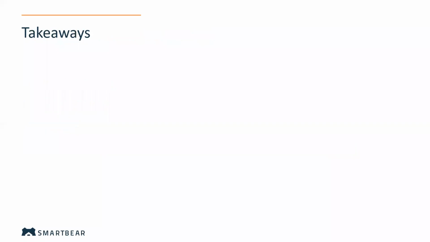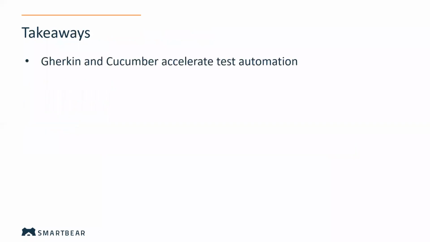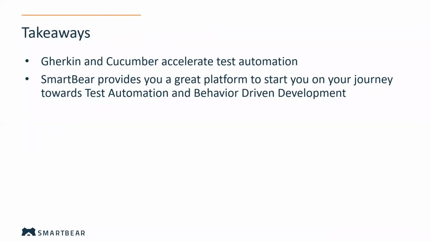So finally, just takeaways from today's webinar. Gherkin and Cucumber truly accelerate test automation. Excellent tools to streamline the entire process. SmartBear provides you a great platform to start you on your journey towards test automation and eventually behavior-driven development. We do own the Cucumber Limited now. The pioneers of this movement are with SmartBear, so there's no better place to start your journey than SmartBear.